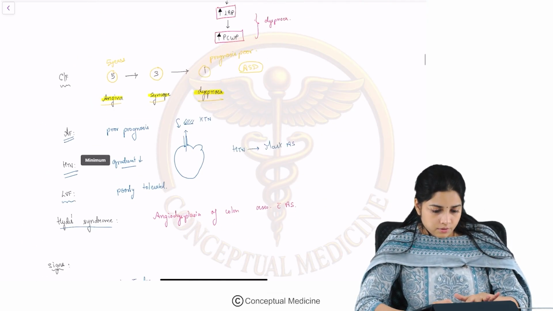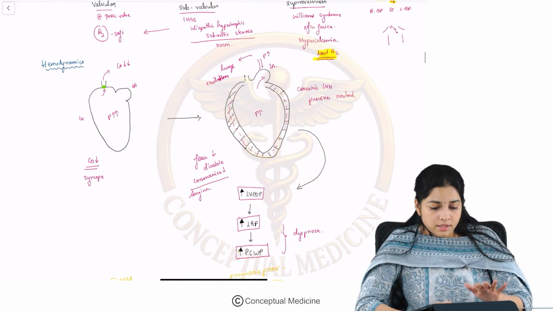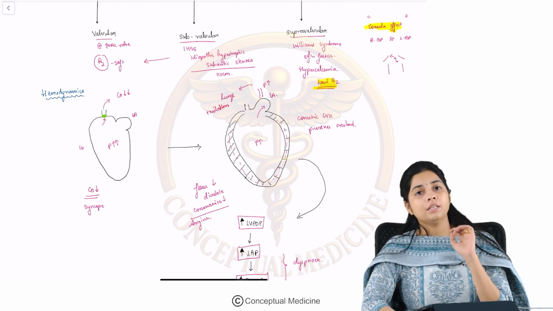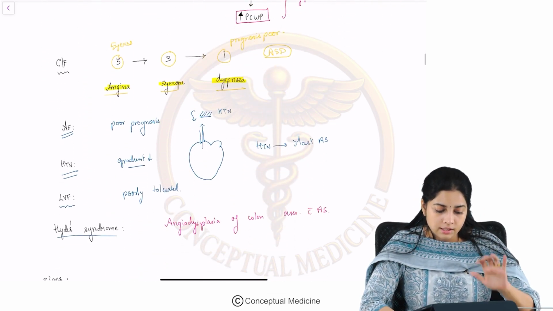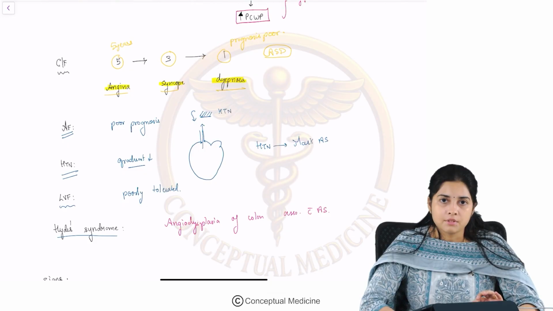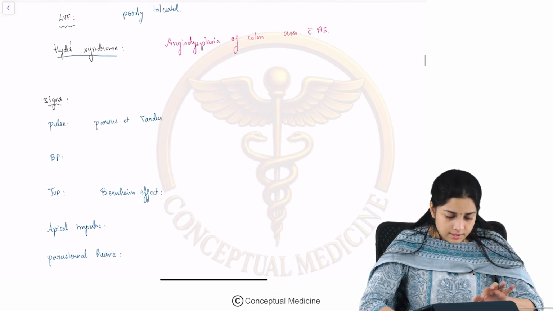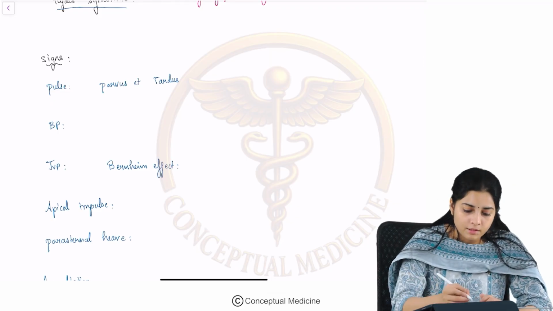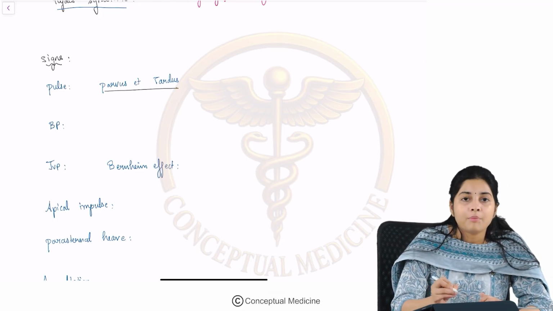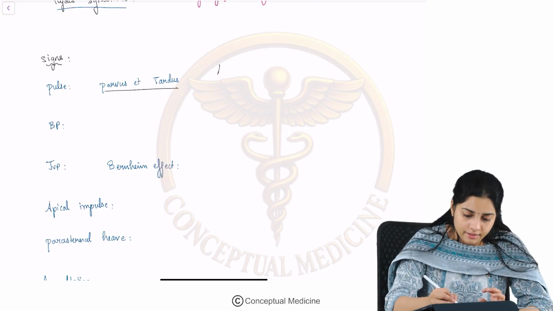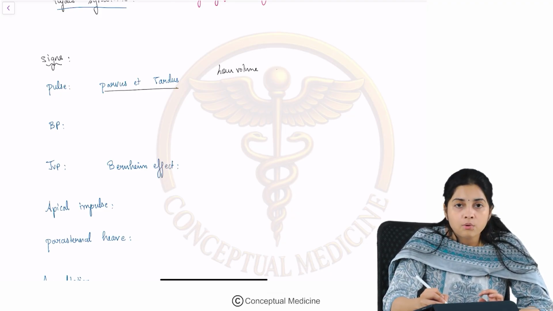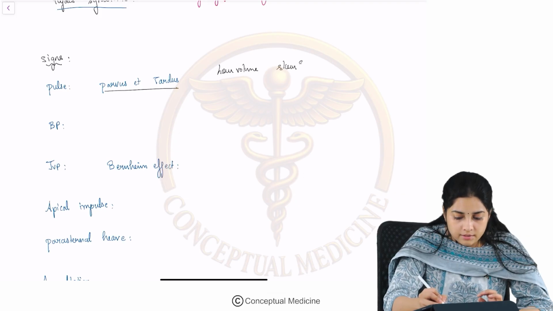Fine. So, I hope you have understood what are the hemodynamic features and what are the clinical features of aortic stenosis. Now, let us move on to the signs. So, what is the pulse finding that you will find? The pulse is usually a pulsus parvus et tardus, which is a low volume pulse, which is a slow and a late peaking pulse.